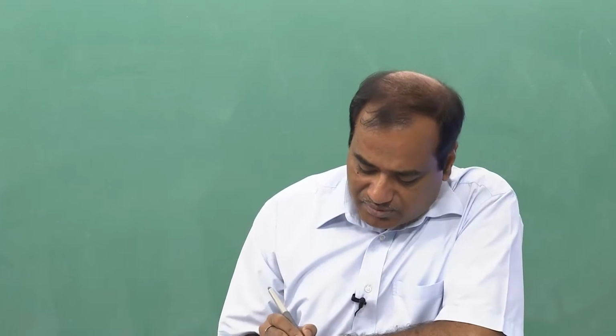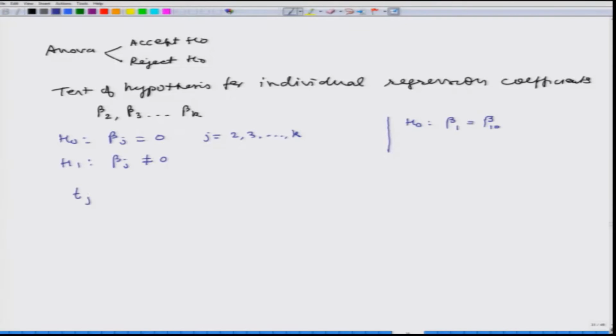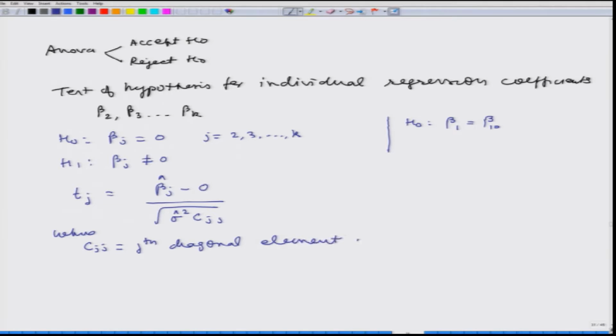So, under such an assumption, we can construct the test statistic, say Tj, which is beta j hat minus its given value, which is 0, divided by the standard error of beta j hat, which I am denoting as the square root of sigma square Cjj, where Cjj is the jth diagonal element in the matrix X transpose X whole inverse.